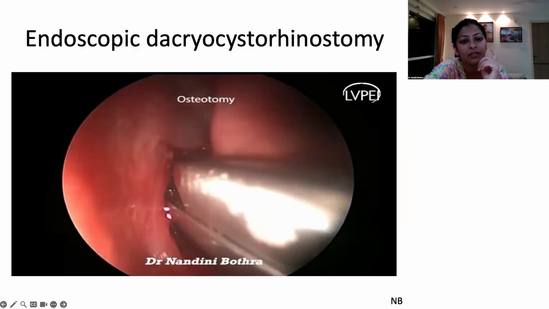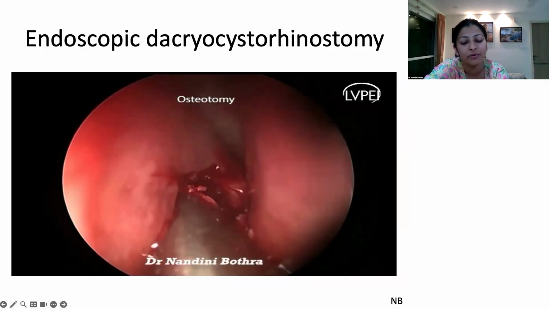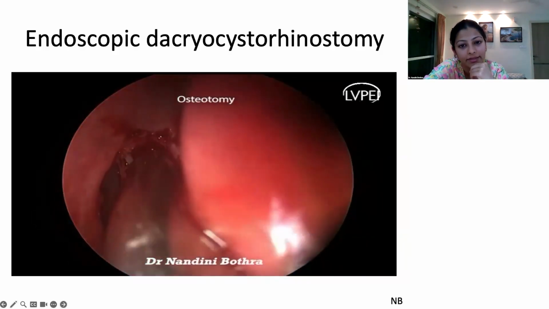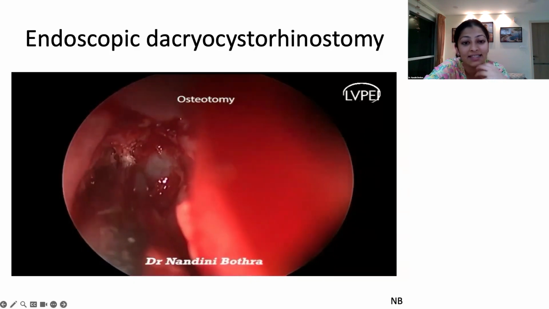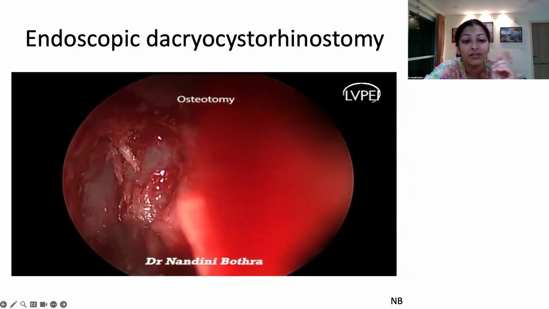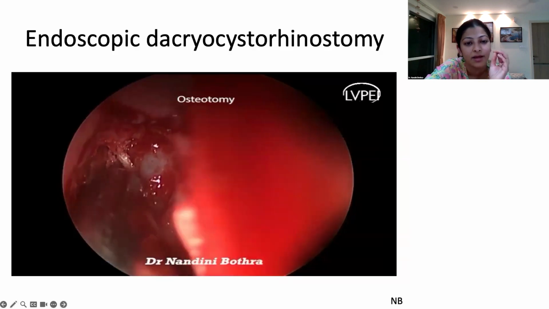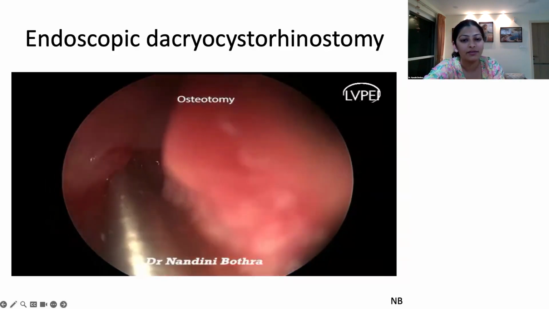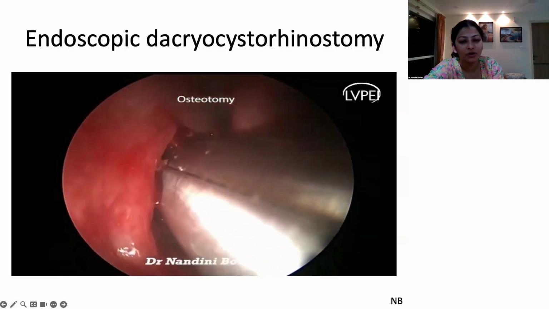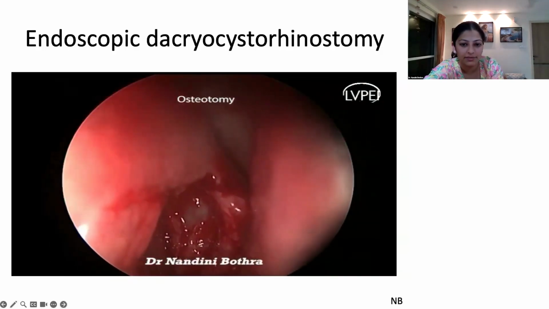So again, remember the colors of the mucosa. You have to identify that once again. So the ethmoid mucosa is slightly grayish in color, the sac is slightly pinkish in color, and here you won't see the nasal mucosa, which is slightly more reddish in color. So you can now see that our osteotomy is nearly complete.